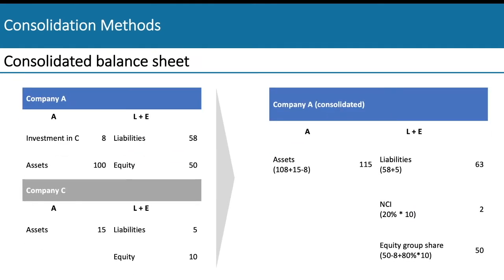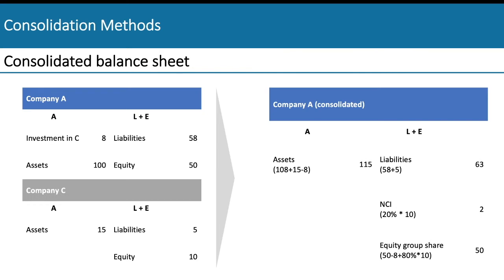So let's take a look at the balance sheet. On the left-hand side, you've got the unconsolidated accounts. And something to keep note of is the line item investments in C. Now, let's assume that we consolidate these two accounts, so company A and company C. So you start off with the assets. And so here you add up the asset-like items. So the 100 plus the 8. You add on to this the assets of company C, so the 15. And then you subtract out again the investment in C.